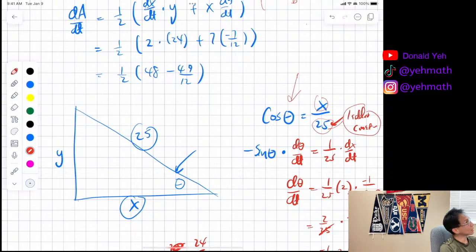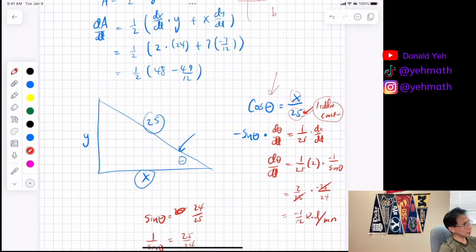So I definitely use 4 times cosine, and this is just the work. Take the derivative of cosine theta, which gives negative sine theta times d theta, equal to 1 over 25 dx, because theta is the variable and x is the variable. Then I plug in 7 for x, and I plug in the negative 1 over sine theta. Sine theta is just a trig ratio, so I change it to 25 over 24. You actually simplified it to negative 1 over 12 radians per second.